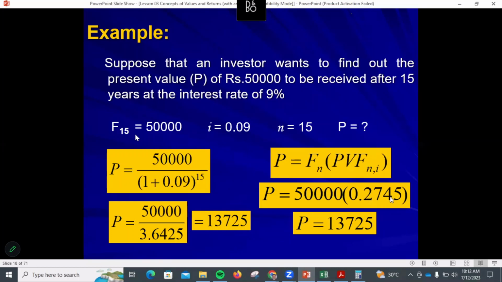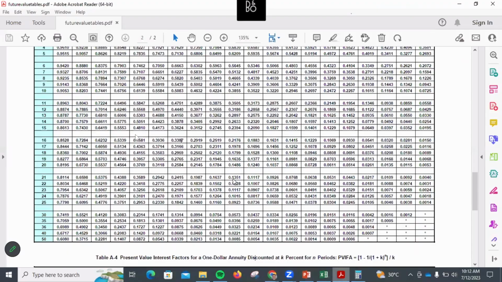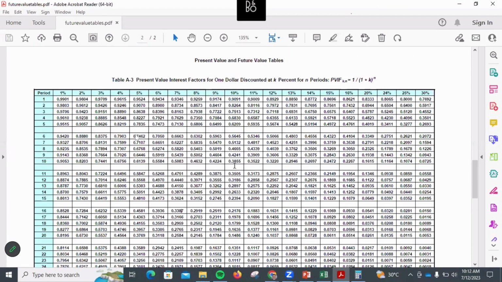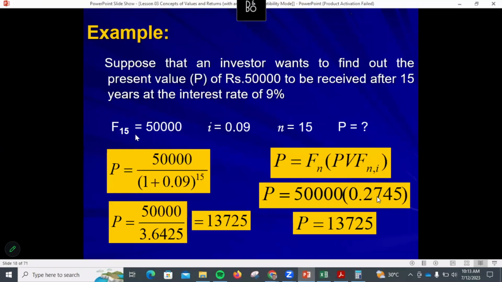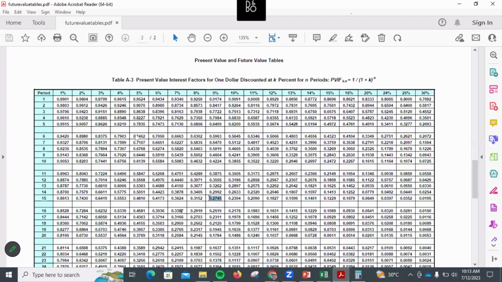0.24745. So you can get it from the present value table at 10% at 15 years. So you can have this 0.2394. 0.2394 is there. Is it right? Now it is 10%. So 9%, this one, 0.2745. It's given.